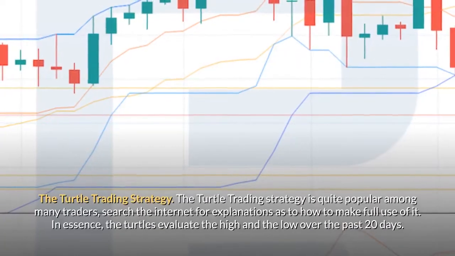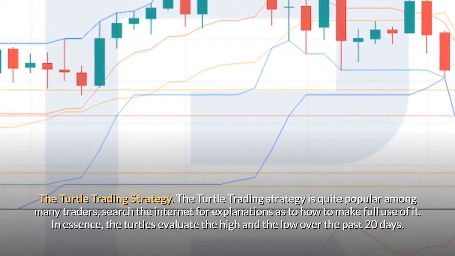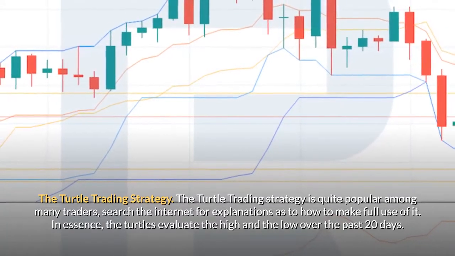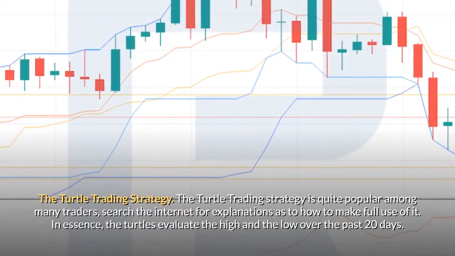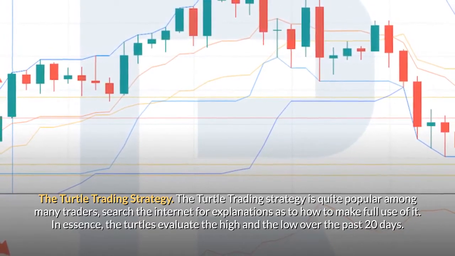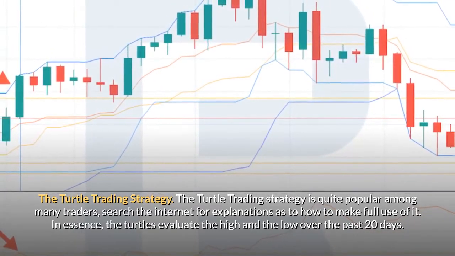The turtle trading strategy. The turtle trading strategy is quite popular among many traders. Search the internet for explanations as to how to make full use of it. In essence, the turtles evaluate the high and the low over the past 20 days.